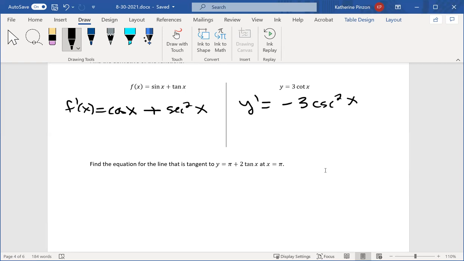Okay, this one says find the equation of a line that's tangent to this function, pi plus 2 tangent of x at x equals pi. This is tricky because we're using tangent as a thing and then tangent as a function, and they're not really the same, right? So just be a little bit careful. Find the equation of a line that is tangent to this function, pi plus 2 tangent of x at x equals pi. How do you find the equation of a tangent line? Find the derivative to get the slope, yeah.